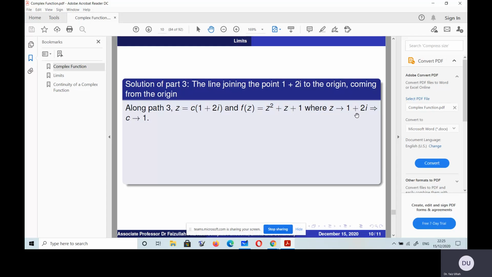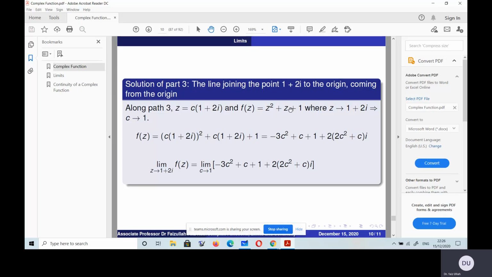Now let us put the value of z in the given function and simplify this. After simplification, let us take limits on both sides. So we take limits z approaches 1 plus 2 iota, but on the other side, we don't have any x or y or z. We have only c now. So we can take limits c approaches 1. And after applying these limits, we can get the same solution, which is minus 1 plus 6 iota. So the limit of this function at the given point exists.